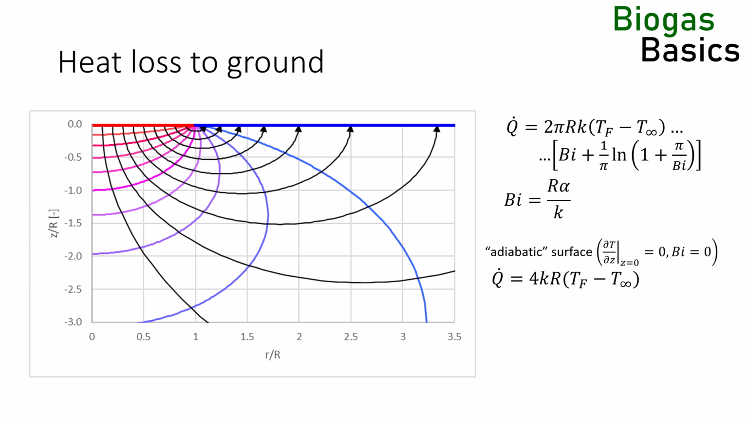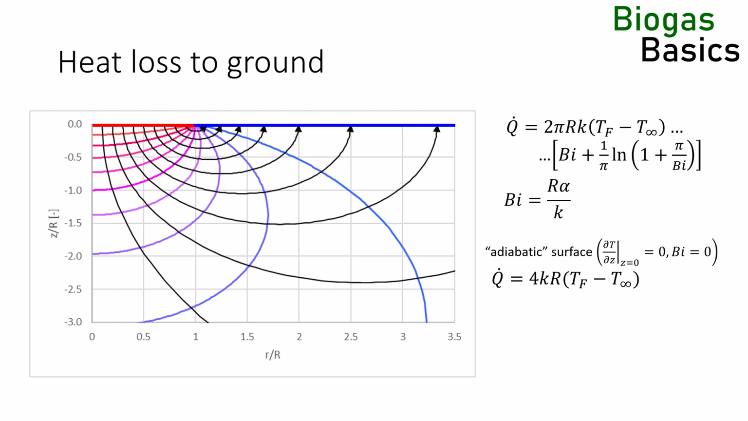If the Biot number is 0, the heat conductivity resistance is much higher than the heat transfer through the soil. The isotherms are vertical at the surface. The heat loss is 4 times heat conductivity times tank radius times temperature difference between tank and environment. This formula underestimates the reality significantly.